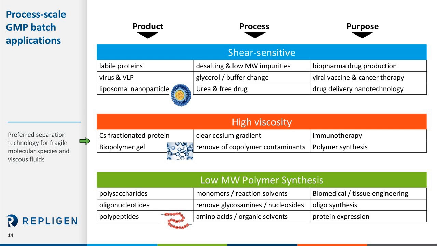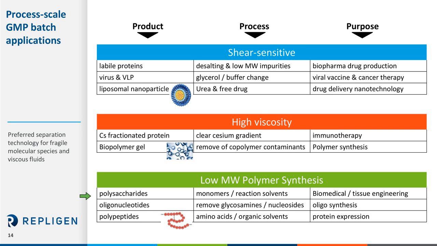Another area that's specifically useful for dynamic dialysis is when you have a high viscosity sample. Either it's a high viscosity fluid or even more like a gel. So is cesium fractionated protein, where you're trying to separate protein in a cesium gradient, you may need to remove that cesium. This is often done for immunotherapy proteins. You also may want to purify a biopolymer gel that's extremely viscous and remove some of the undesirable copolymers, or remove some of the reagents that were used in that polymer synthesis.